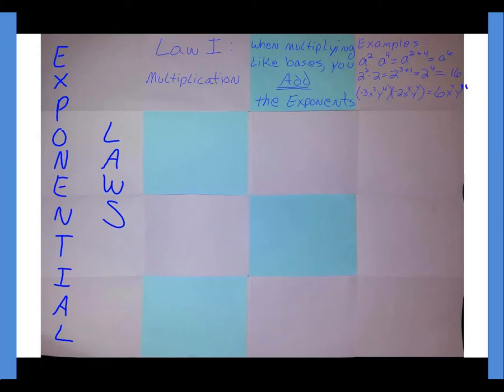Then there's also, in parentheses, the quantity of negative 3 squared y to the fourth times the quantity negative 2x to the fifth y to the seventh. And I can work that one out.